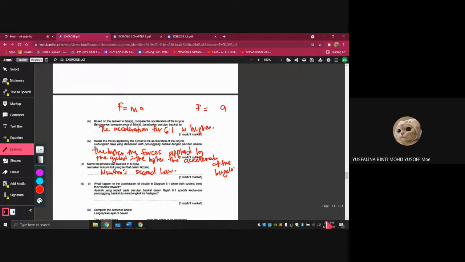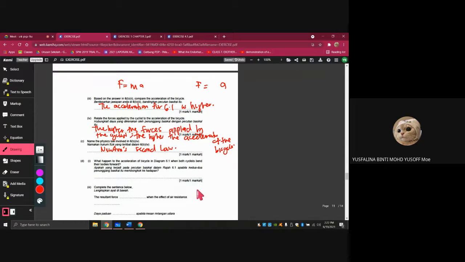Okay, what happened to the acceleration of the bicycle in diagram 6.1 when both cyclists bend their bodies forward? Any idea what will happen to the acceleration? Will it increase, decrease, or not change? If they ask you what happened to the acceleration or any other physical quantity, the answer is only three options: increase, decrease, no change.